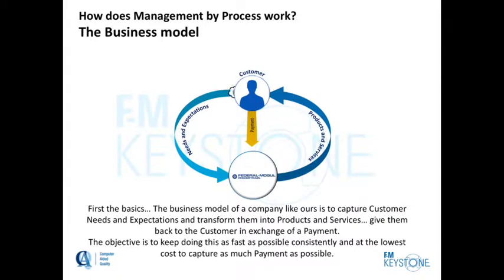How does management by process work? First, the basics. The business model of a company like ours is to capture customer needs and expectations and transform them into products and services, and give them back to the customer in exchange for a payment. The objective is to keep doing this as fast as possible, consistently, and at the lowest cost to capture as much payment as possible.